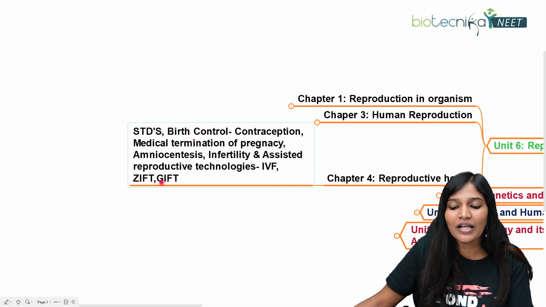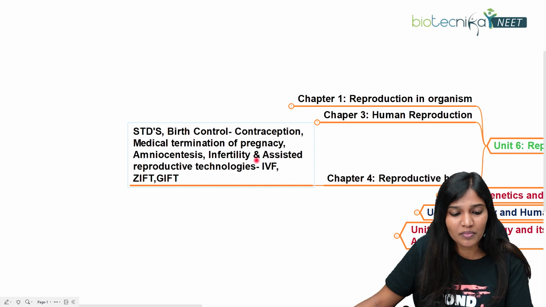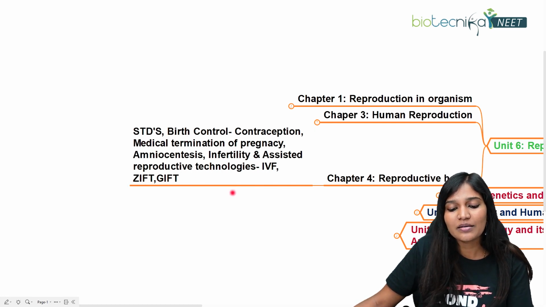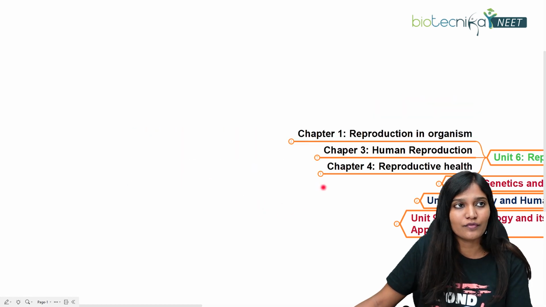Next is reproductive health, which is very easy if you follow the previous year question papers. So sexually transmitted diseases, IVF, GIFT, ZIFT, and some assisted reproductive technologies you have to learn.